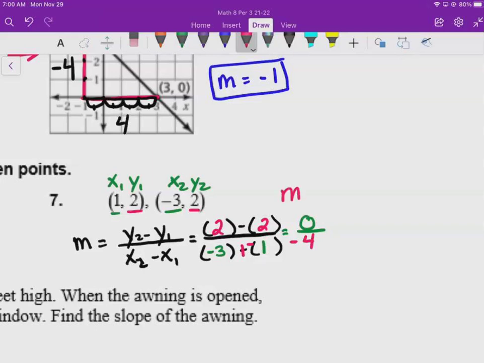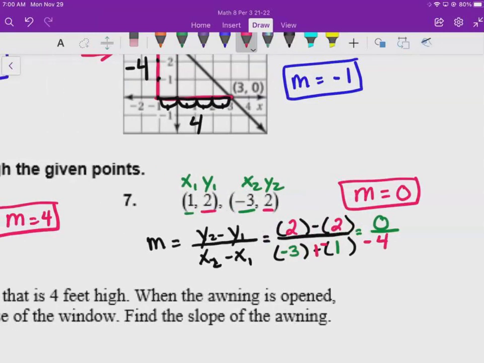So my slope on this guy is it 0 or undefined? You can hold a ball above your head, so this one's 0.